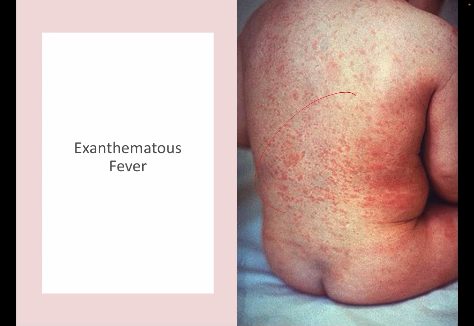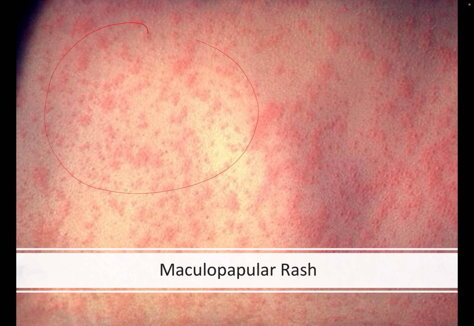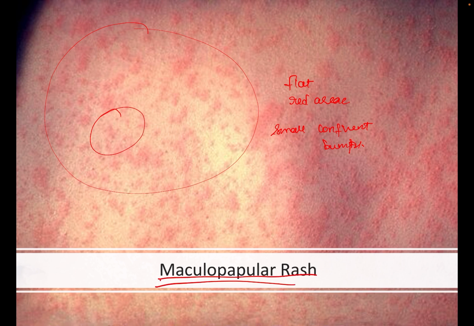So this is an example of an exanthematous rash where you can find reddish discoloration of skin. Okay, so that is why we call it a rash. Now this is a maculopapular rash. So what is a maculopapular rash? It is a type of rash that is a flat red area followed by small confluent bumps, just as you see here in the images. This is called a maculopapular rash and this is typically seen in measles.